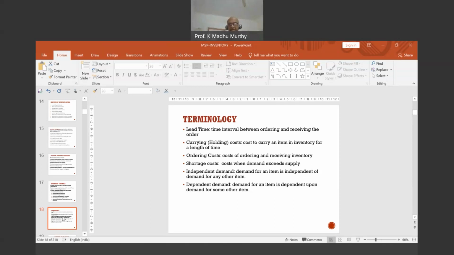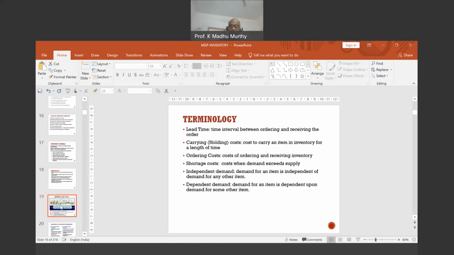And we have already discussed dependent demand and independent demand. In the course of this unit, we would be dealing with independent demand. That is, demand for items which have demand independent of any other item. They do not depend. Okay. So that's what we deal with in this particular course.